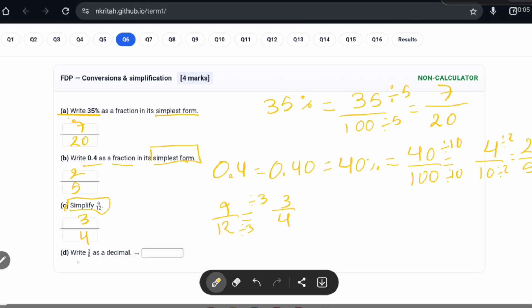And then the last one will be the most challenging one, and it says write down 3 over 8 as a decimal. In this case, the only thing that you're gonna need to do is divide 3 by 8, which is the same as what this fraction is saying, and by doing the bus stop method, you're gonna get the answer straight away.